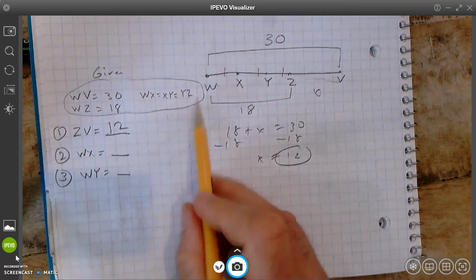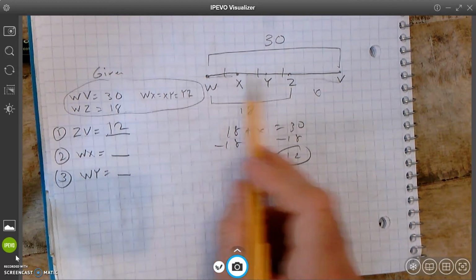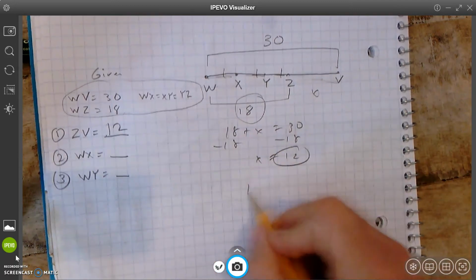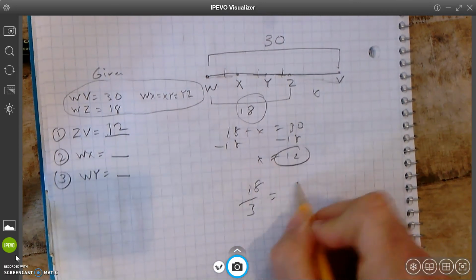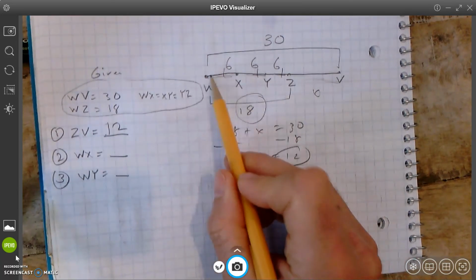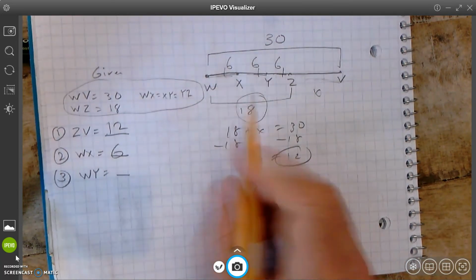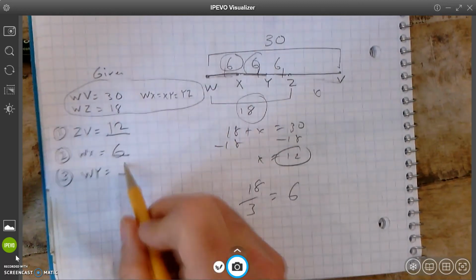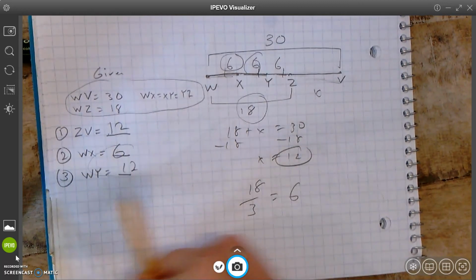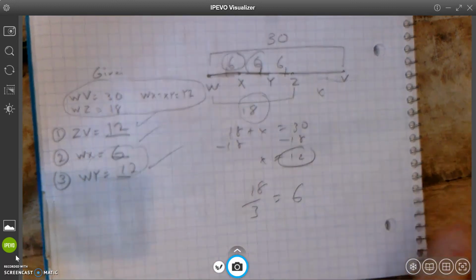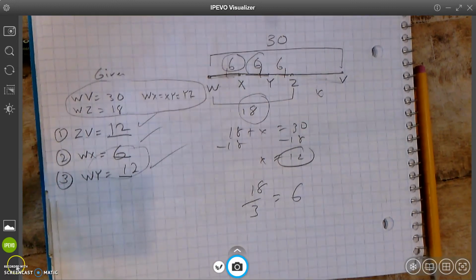All right, now WX, that's this part. Just like before, you have 3 equal parts, so I'm going to divide 18 by 3, and I get 6. So 6, 6, and 6. Mark up your picture. This is 6. And then WY, which is WX and XY, is 6 plus 6, which is also 12. Cool. All right, so hopefully you got all those 3. Good work. Nice job. Let's do another one.